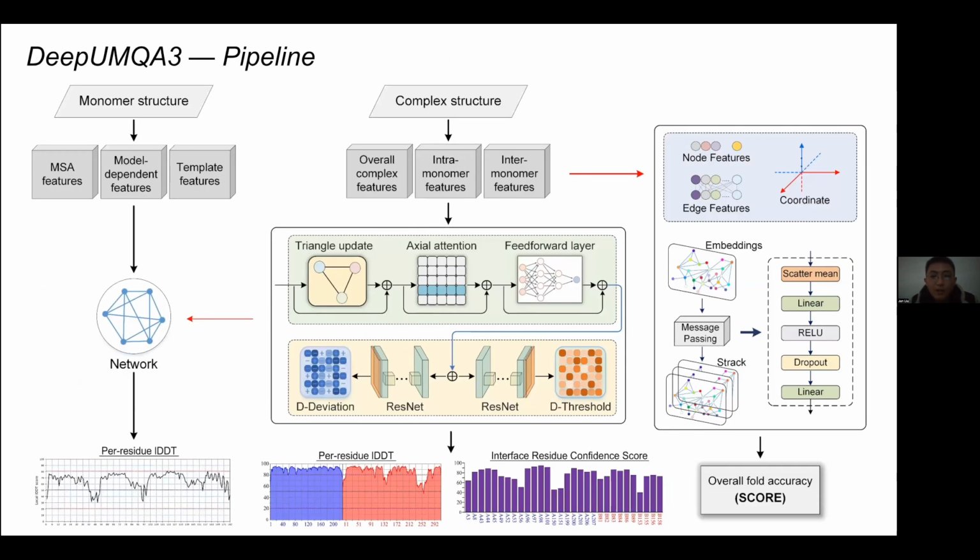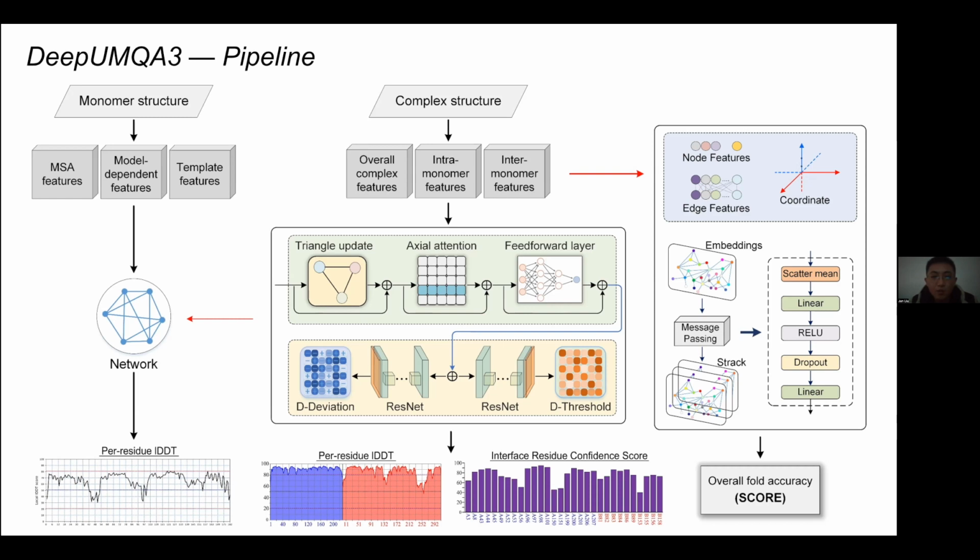Based on the above ideas and our previous work, we developed a new pipeline termed DeepUMQA3 for complex accuracy estimation. For the input complex structure, it is represented by the features mentioned above. We designed two networks. The first is an enhanced residual network based on triangle update and axial attention to predict pure residue LDDT of the complex structure and the interface residue accuracy.